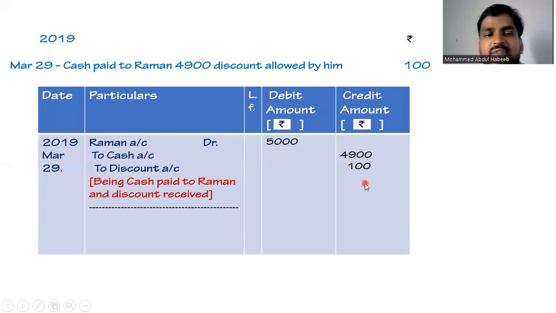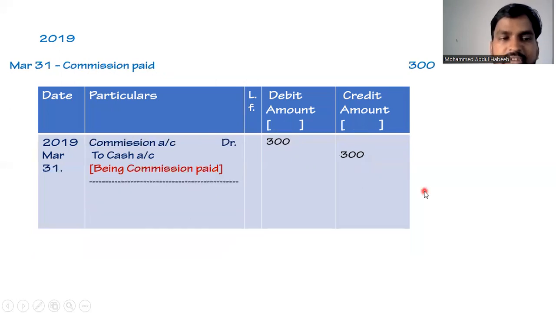It means that we were supposed to pay an amount of 5,000 to Mr. Raman, out of which we are paying 4,900 to Raman in cash, and we are getting a discount amount of 100 rupees. And the narration will be: being cash paid to Raman and discount received. Coming to the next transaction, which is on 2019 March 31st. Commission paid 300 rupees. So the date will be taken as 2019 March 31st.